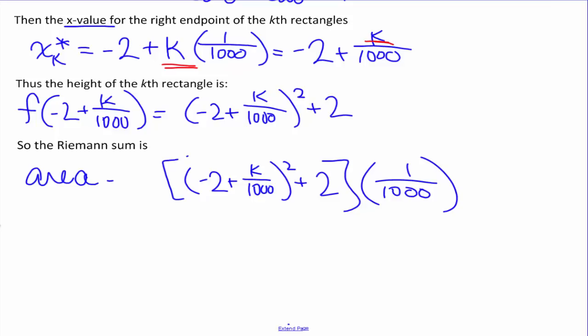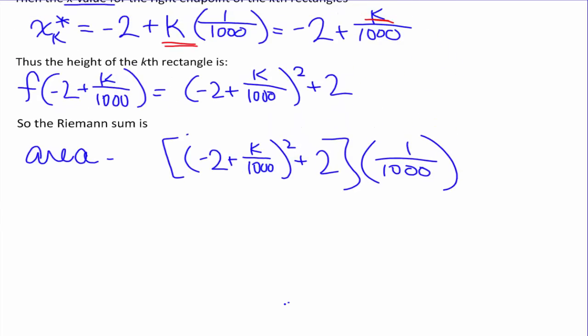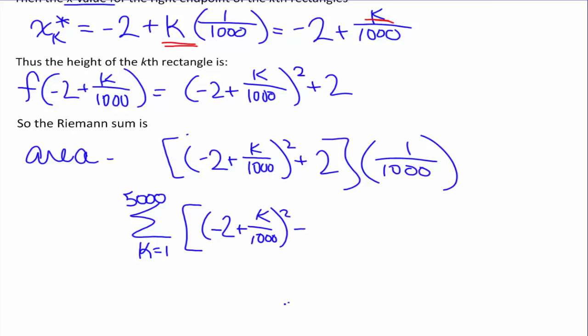So if I want the area for all of them, what should I do? So I'm now going to do a sum, right? Starting at k equals 1 and going all the way up to 5,000 of all this stuff. There's my height, -2 plus k over 1,000 squared plus 2 times 1 over 1,000. And now I have gotten to sigma notation format.